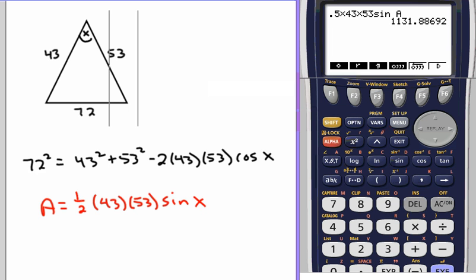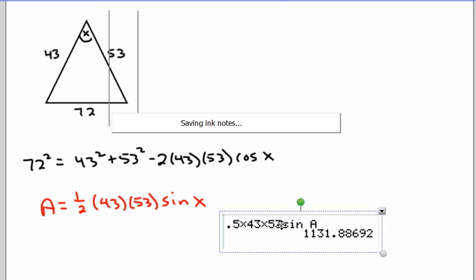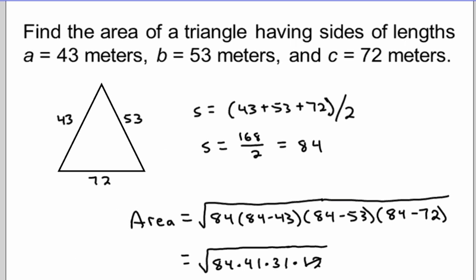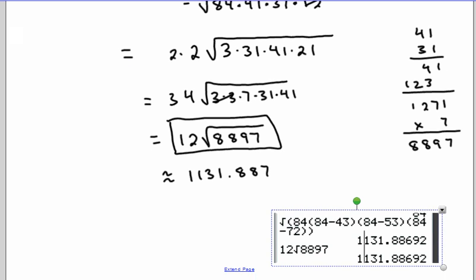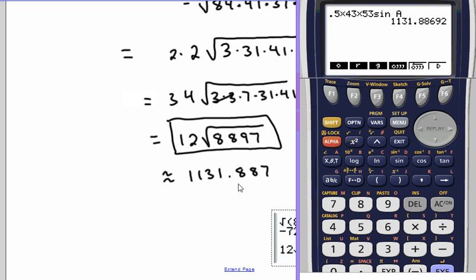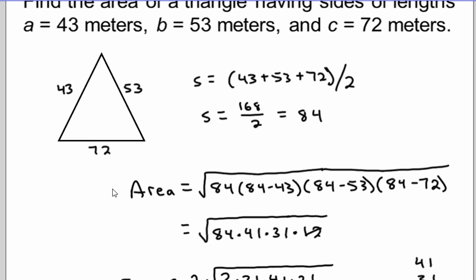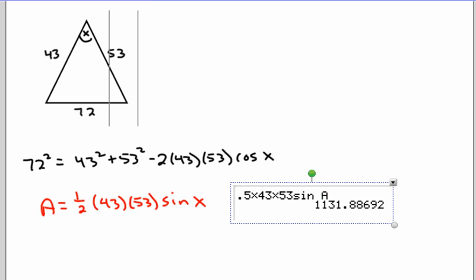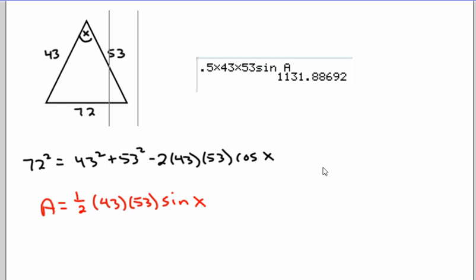Oh, you guys tell me if that number right there doesn't look familiar. Tell me if that isn't deja vu all over again. 1,131.887. Look at that. So even if we forget Heron's formula, we could use the law of cosines to find an angle, and then use our other formula for the area of a triangle. So there's multiple ways to do these problems.